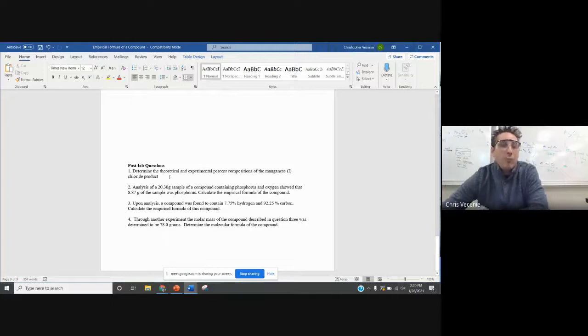So PostLab 1 is a percent comp question. You can do the first half of it right now. It says determine the theoretical and experimental percent comps of the manganese(I) chloride. So I'm saying let's assume it's going to be a Roman numeral 1. Theoretical percent comp, all the numbers come from the periodic table. So you can write yourself a formula for the manganese(I) chloride and then use the periodic table to get your percent of manganese and your percent of chlorine.